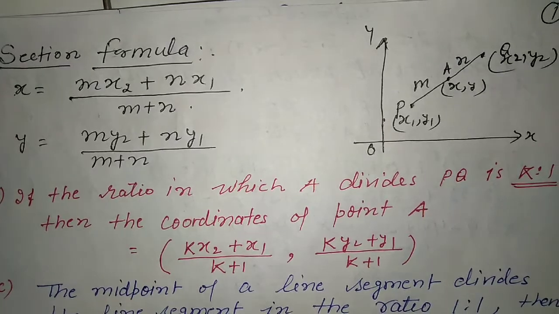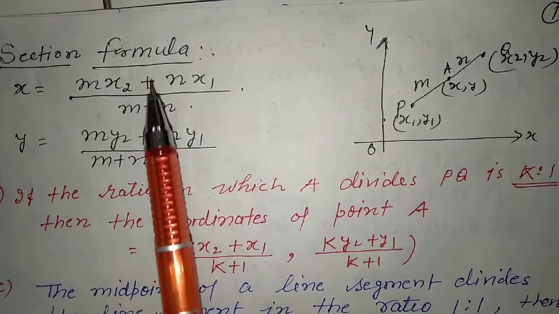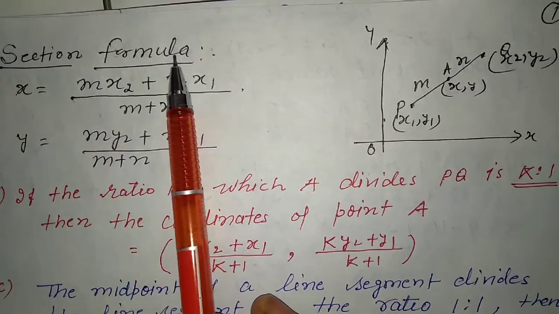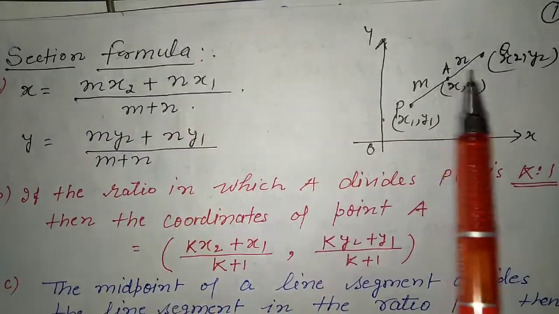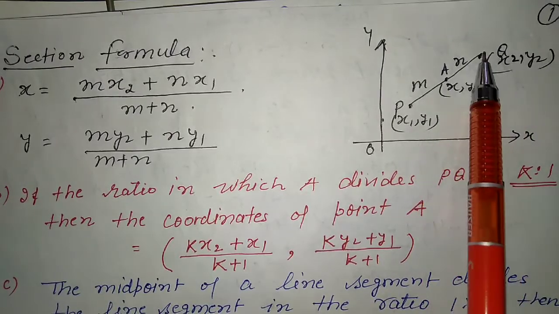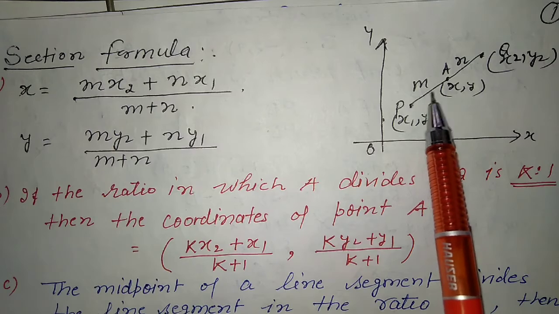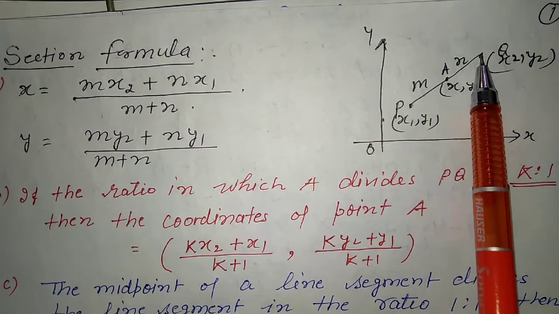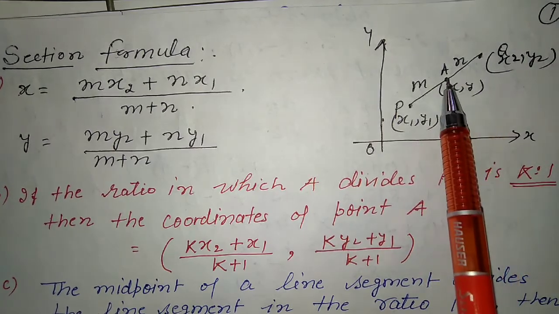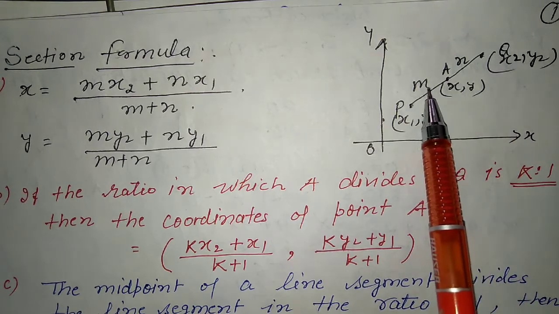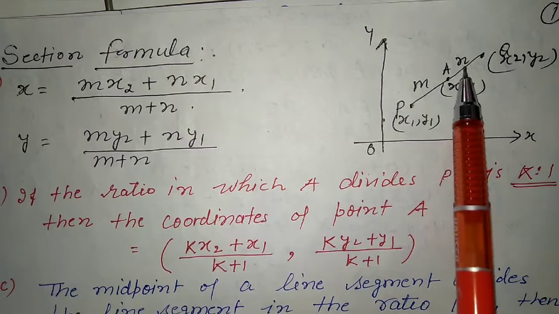Hello everyone, in the last video we discussed the distance formula. Now in this video we are going to discuss the section formula, in which 2 points are given. So there is a line segment, and suppose this point A is dividing the line segment into two parts internally. Suppose it divides the line segment in the ratio m:n.